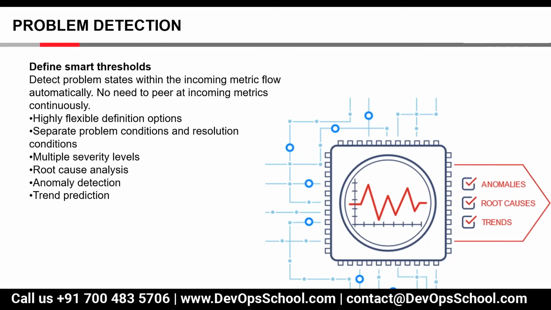If there are 2 users who want the alert on the minimum severity, we can do that. Then on the next severity, some other people are there. Then on the next severity, some other people we need to notify. So we can do that.